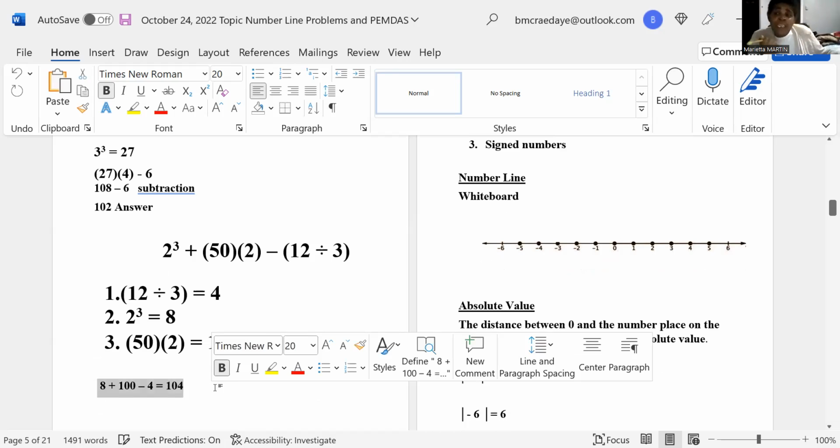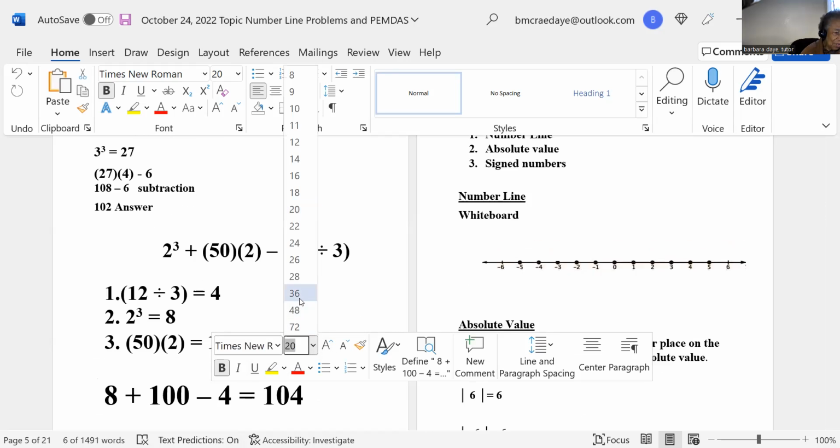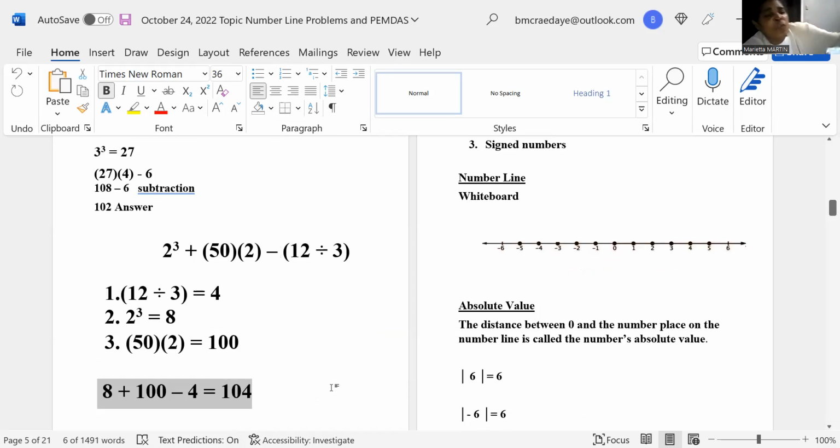Now you know what you did wrong. The small thing first. I didn't go to the parentheses first. Well, according to PEMDAS, you do the parentheses first. So 12 divided by 3, you'd have 4. Then you do the exponent, that's 8. Then you do the multiplication, 50 times 2 is 100. Then you can do your addition and subtraction.